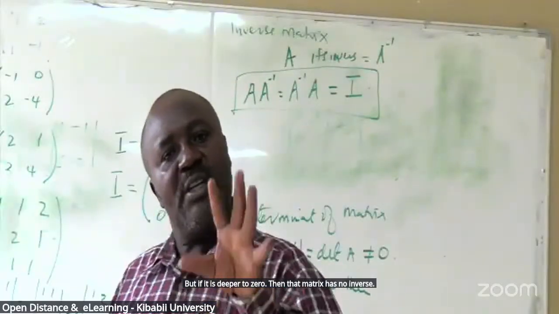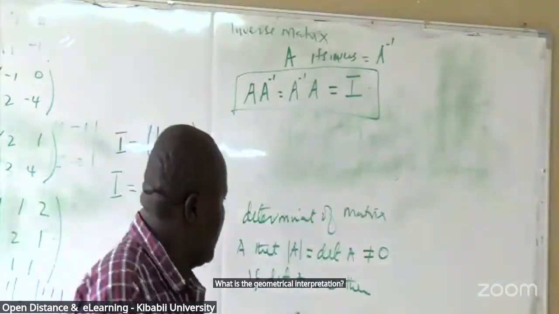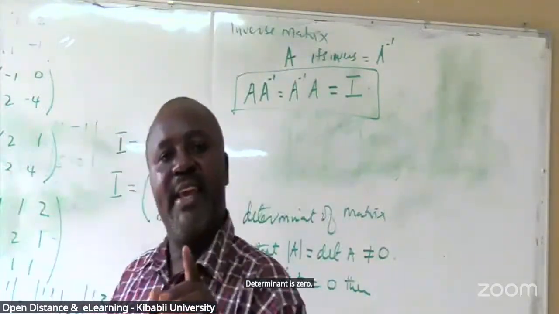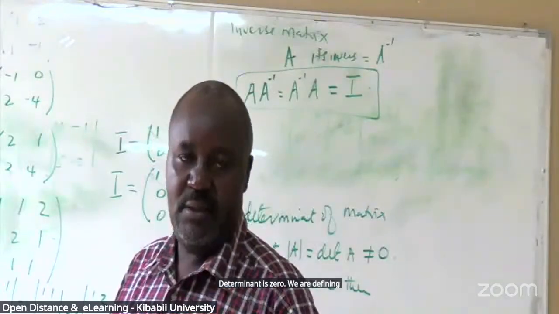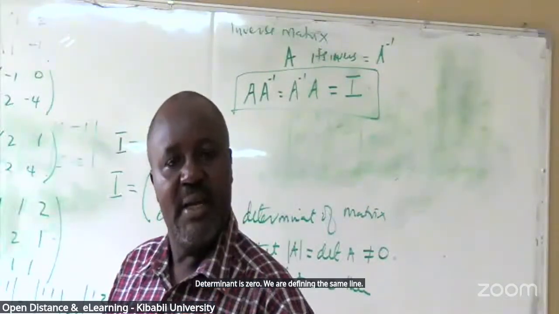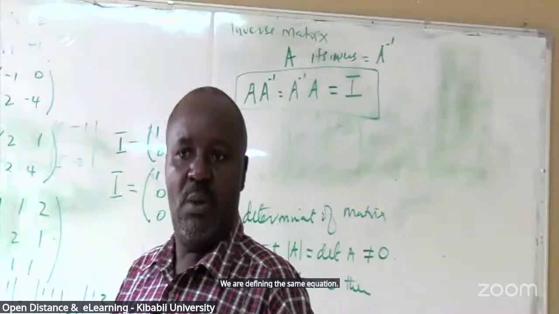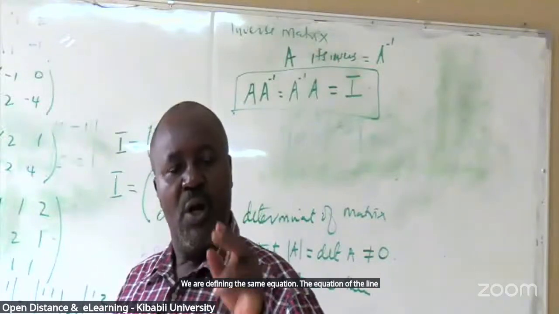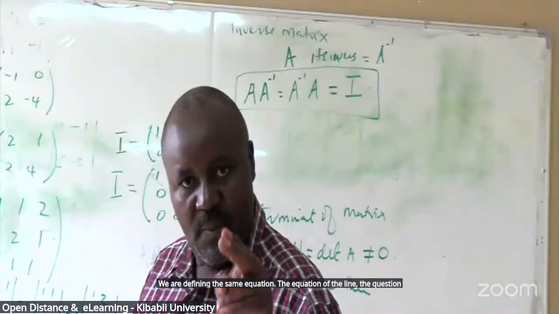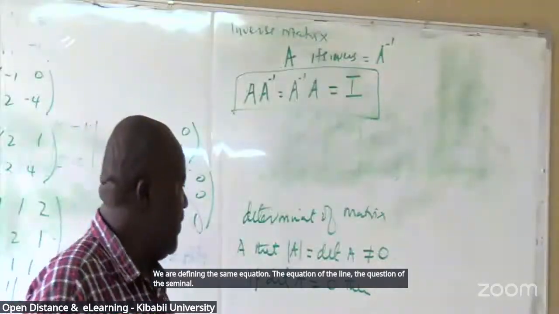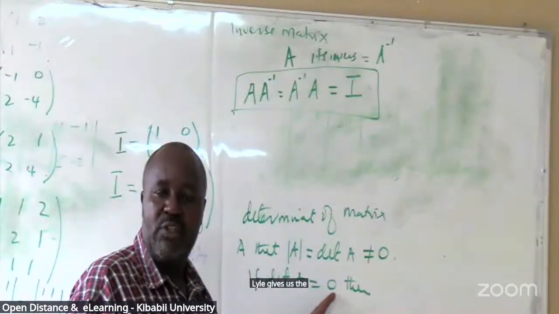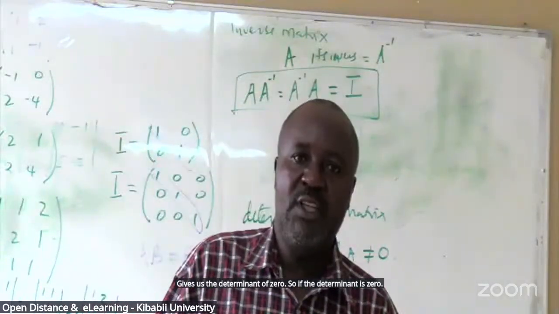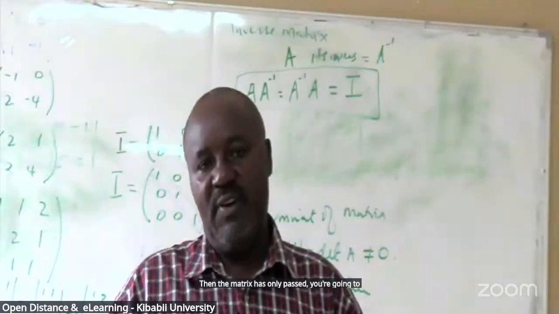What is the geometrical interpretation of a matrix whose determinant is 0? We are defining the same line. We are defining the same equation. The equation of the same line gives us the determinant of 0. So if the determinant is 0, then the matrix has no inverse, you don't proceed to get the inverse.